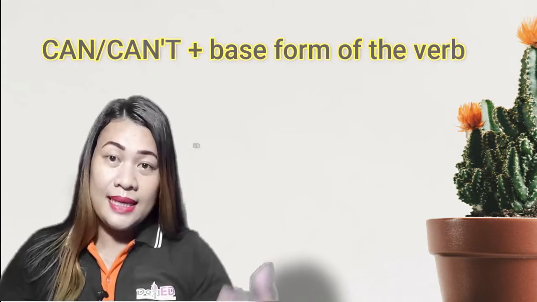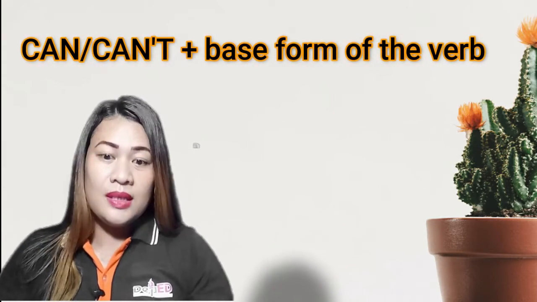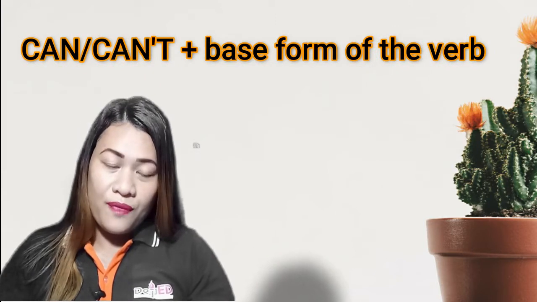Now let's tackle first the modals can, could, and be able to. These can be used in the present, future, and in the past. These modals express ability or lack of ability. Can, could, and be able to are used to express a variety of ideas in English. The combination in using can and be able to in the present and in the future is this: can or can't plus base form of the verb.